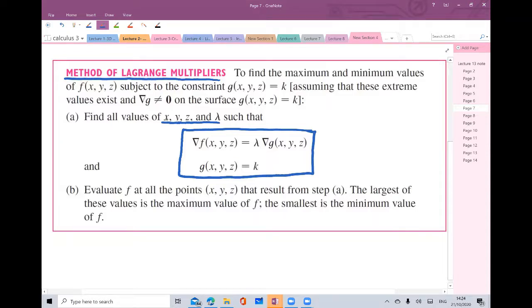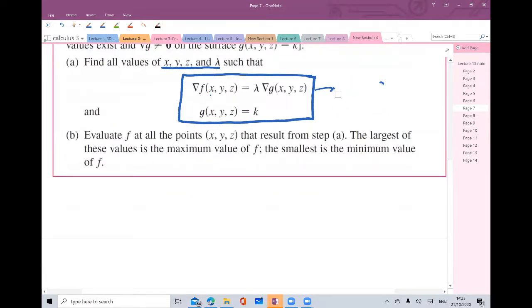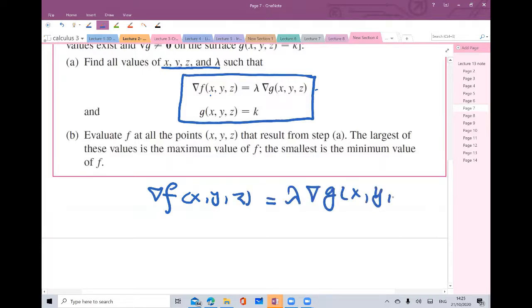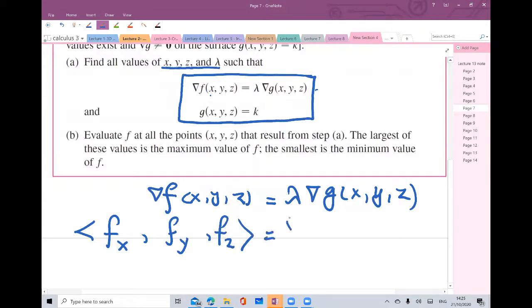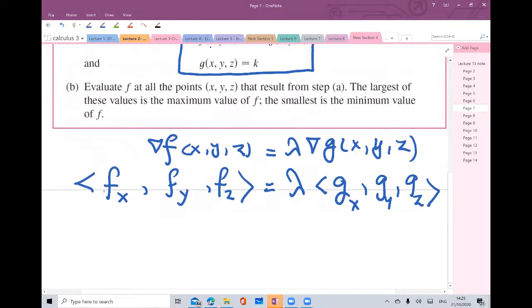Why do I need all this? I have 4 unknowns here. This vector equation will give me 3 equations, right? If we write this equation, the gradient of f, if I have 3 independent variables, is a scalar multiple of the gradient of g. Each gradient will have 3 components. So the gradient of f will have partial f partial x, partial f partial y, partial f partial z, equal to lambda times partial g partial x, partial g partial y, partial g partial z. Got the idea? So now we have a vector equation.